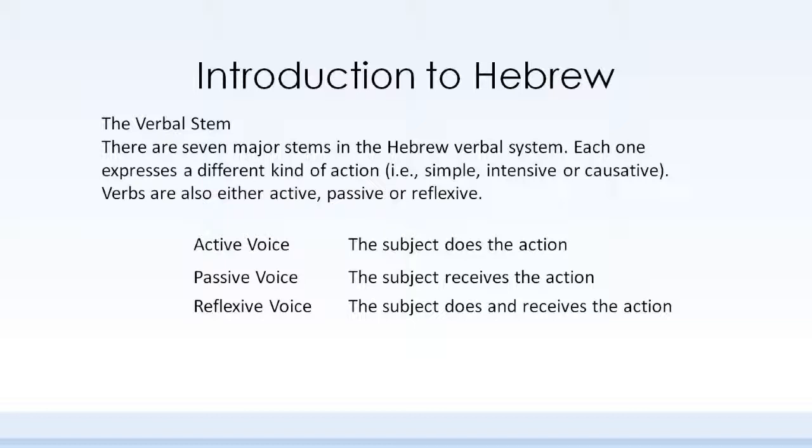Verbs are also either active, passive, or reflexive. In the active voice, the subject does the action of the verb. In the passive voice, however, the subject of the sentence receives the action of the verb. And in the reflexive voice, the subject does and receives the action of the verb.